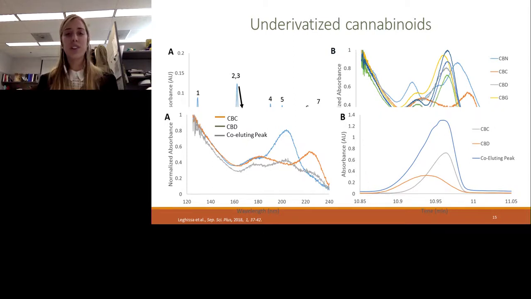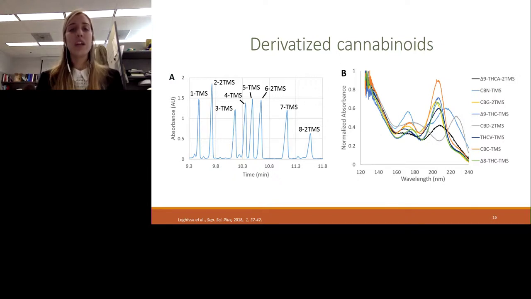So in post-run, it's extremely easy to differentiate among them. And you can see that in the bottom right chromatograph, how the co-eluting peak is actually being separated into CBD and CBC for quantitation and not only qualification. Then we performed the analysis on the derivatized cannabinoids as well.